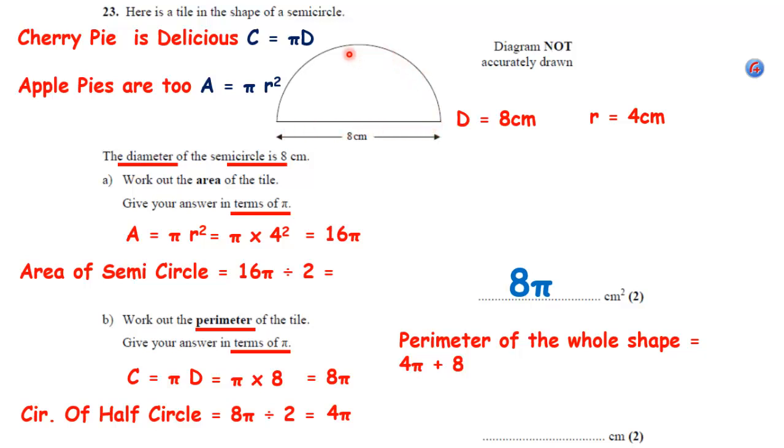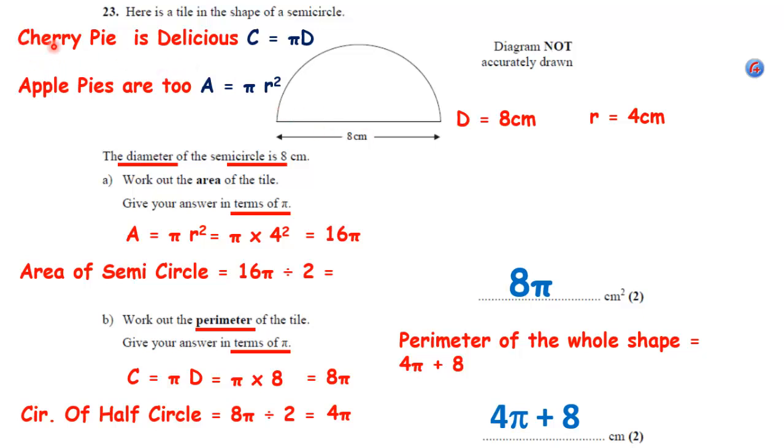Okay, do think about that. 4 pi is the circumference, or the bit at the edge, of this half a circle, and then I need to add on the 8. So that's my answer. 4 pi plus 8. 8 is the distance of the diameter. And in this case, I need to get my head around the fact that the perimeter is the distance all the way around the edge of this shape.